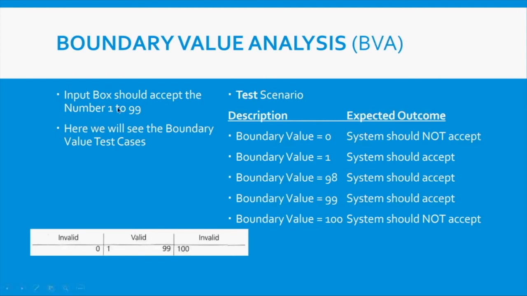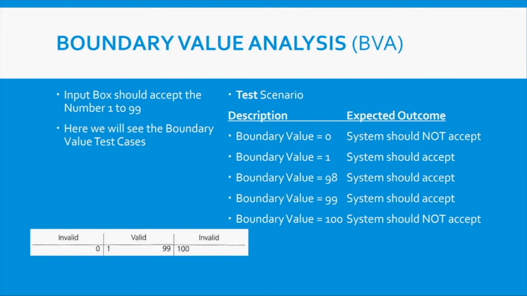Also, what are our invalid data? 0, which is right at the edge of the boundary. And we also look at what the next value after 99 is. That is 100. Then we build our test cases from that.